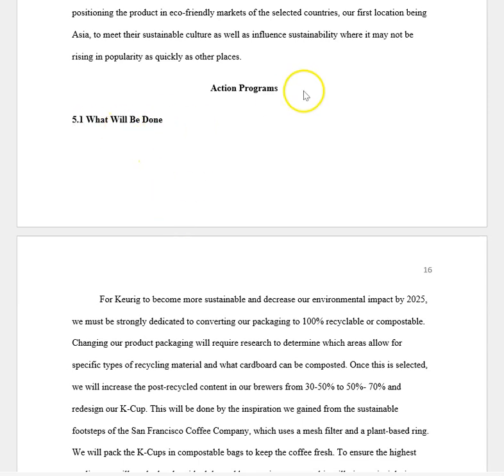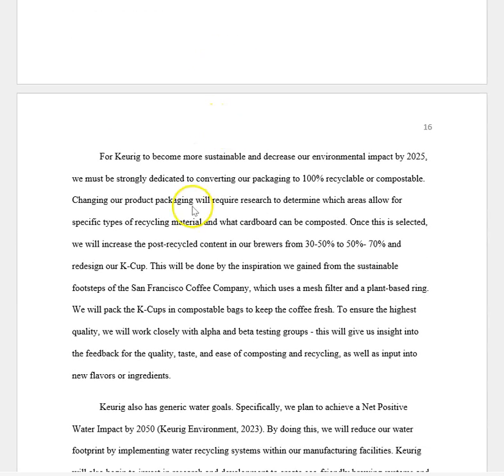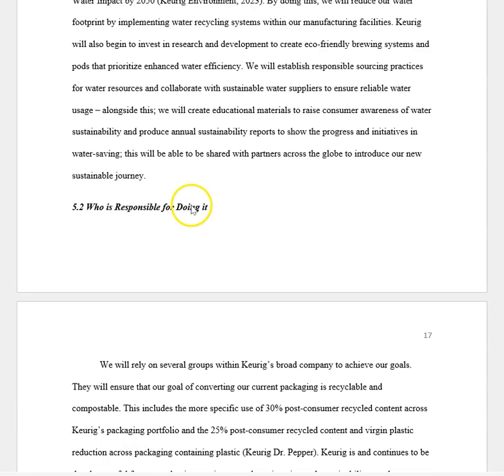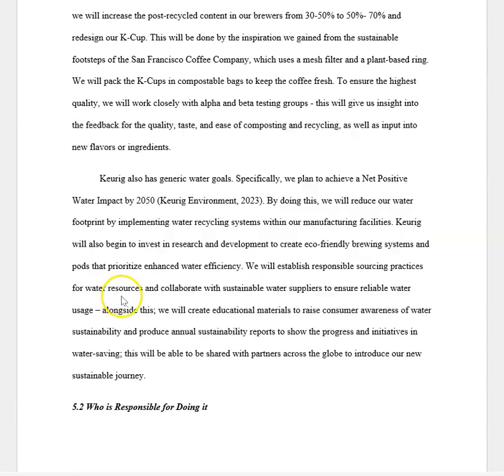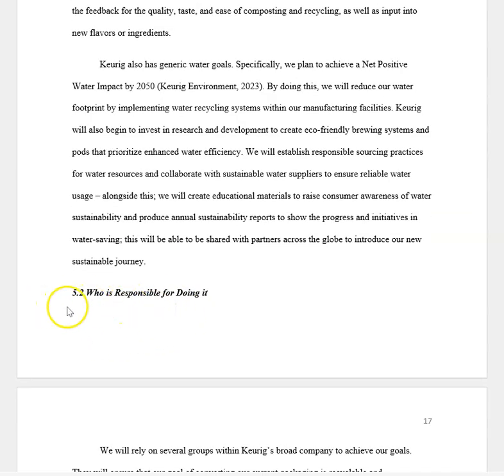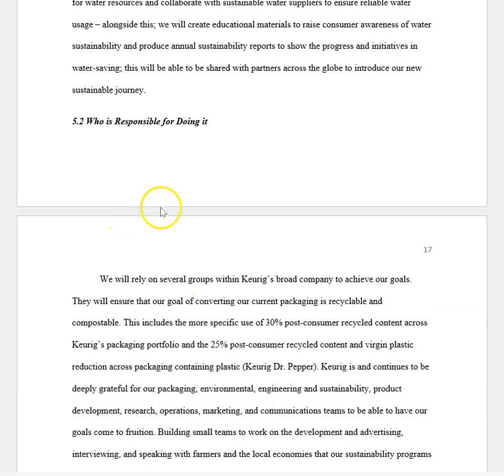So action, what will be done. They go hand in hand, and you can tell this is subordinate to action programs. So they talk about what will be done. And then they even go as far as to talk about who is responsible, which is related to what will be done. So that's a level 3 heading. That's why it's left justified with major words in italics, and every word is capitalized.